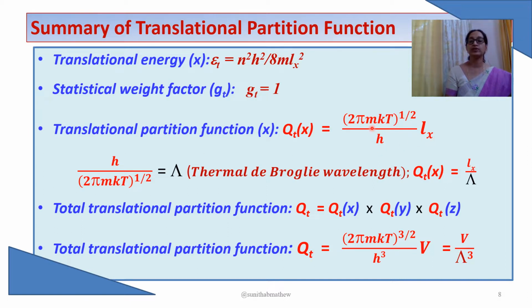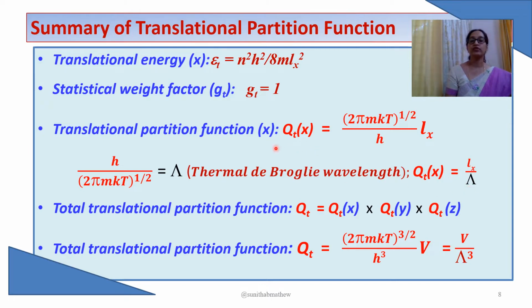Here m is the mass of the particle, k is the Boltzmann constant, T is temperature, h is Planck's constant, and lx is the dimension of the box. If we see this expression, we know that this is a dimensionless quantity, and h/(2πmkT)^(1/2) has the dimension of wavelength. So this quantity will have dimension of inverse wavelength. This is known as the thermal de Broglie wavelength and is represented by lambda. So we can write Q_tx along the x direction as lx upon lambda.